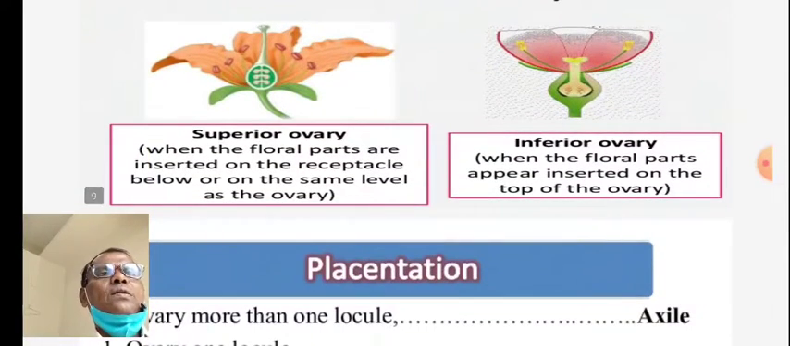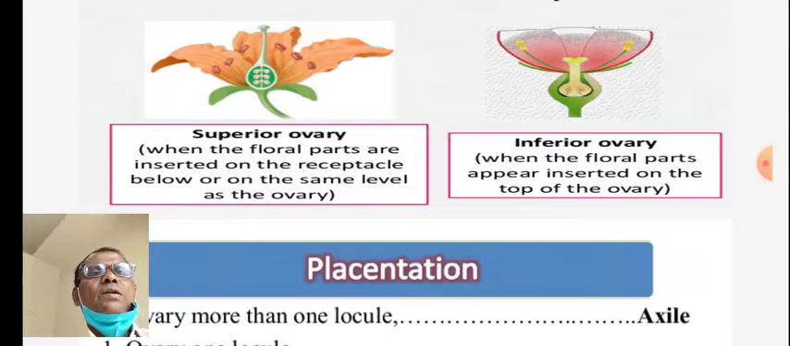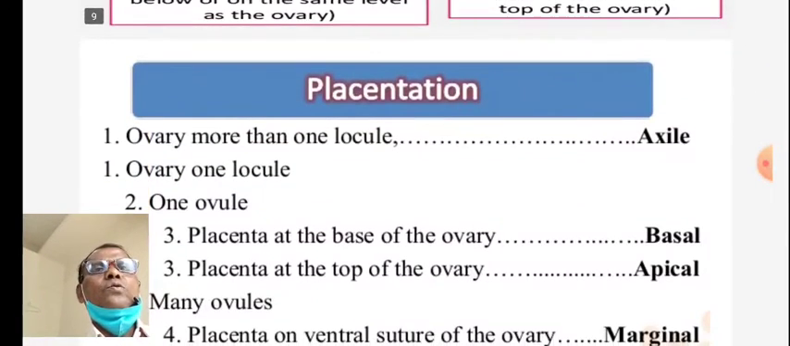Then again one term we are using, superior ovary and inferior. When all floral parts develop below the ovary, it is commonly called superior, and when all floral parts appear inserted above, on the top of the ovary, it is called the inferior ovary.